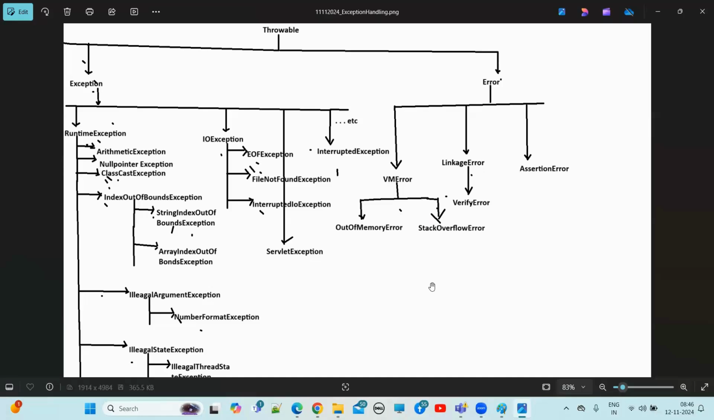I hope you understood what is a checked exception and what is an unchecked exception. Let me revise one more time. Let me give you a few real world examples, then you can understand completely, guys. These are very, very important.